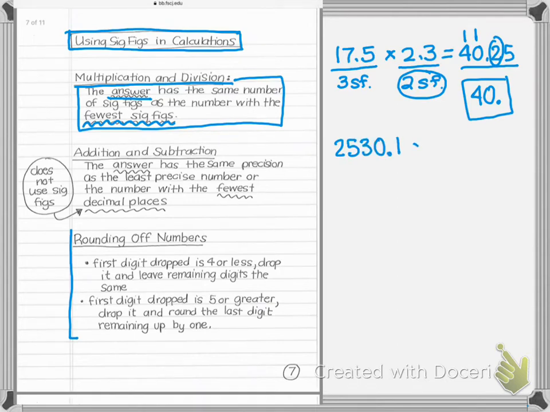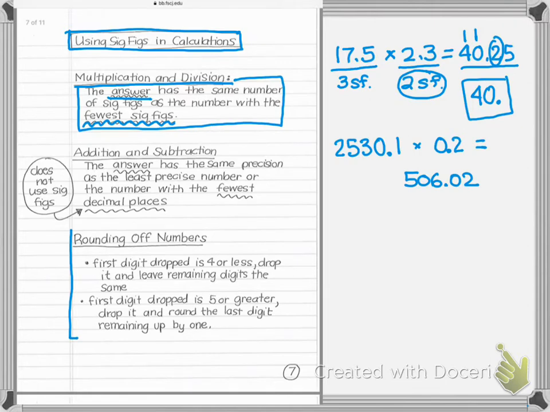So let's say I have 2530.1, and I'm going to multiply it by 0.2. Okay, let's see what we get. Now, don't even worry about significant figures. Just do the math. 2530.1 times 0.2, and I get 506.02. That's what I get in my calculator.